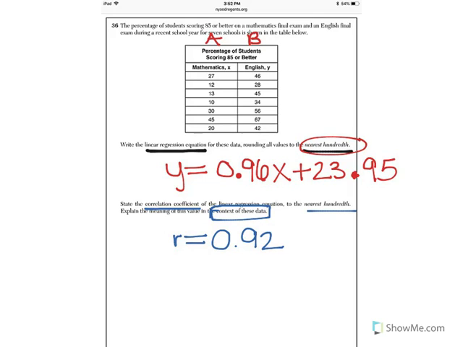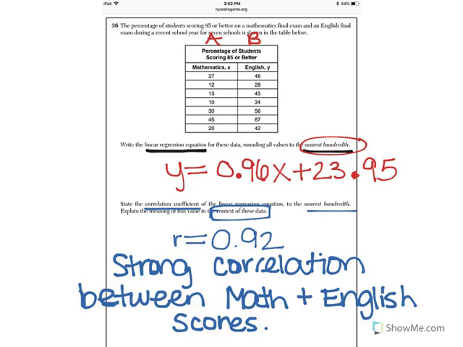Now, since this R value is close to 1, that means that there's going to be a strong correlation between students scoring 85 or better on their math final and their English final exam.